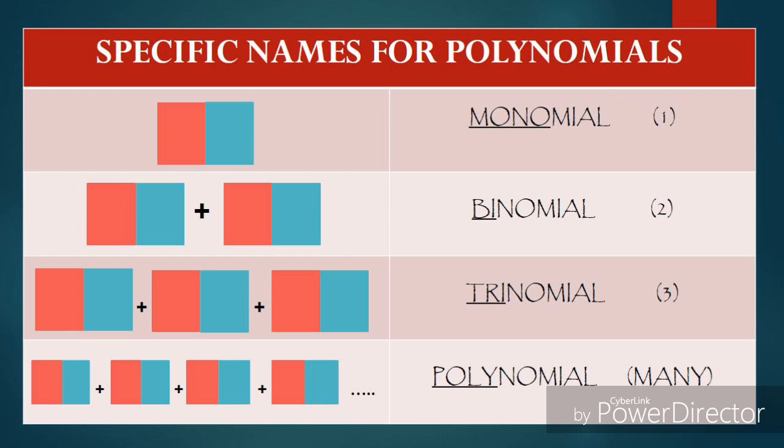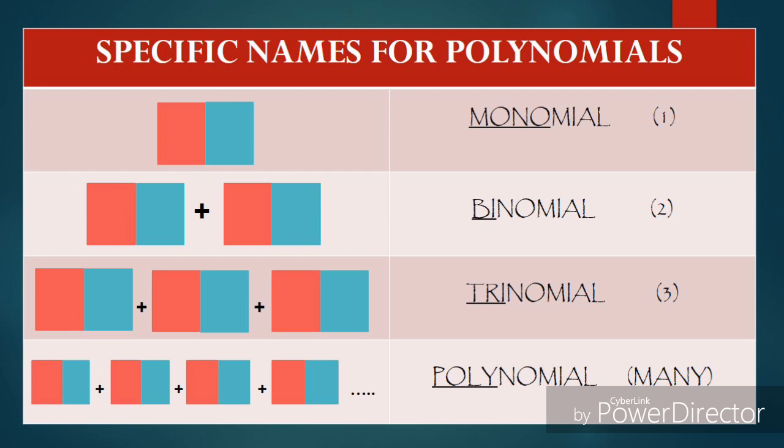First is the monomial. Monomial is a polynomial na nagko-consist of exactly one term, since the prefix mono means one. Next naman is yung binomial. Ang binomial ay nagko-consist of exactly two terms, since the prefix bi means two. Next is the trinomial. Trinomial is a polynomial na nagko-consist of exactly three terms, since the prefix tri means three.